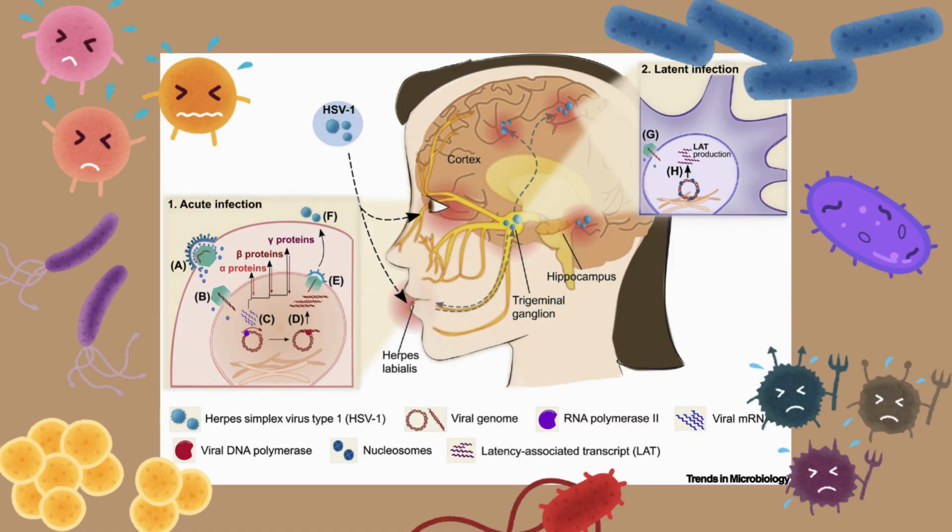HSV mainly infects epithelial cells that cover our body and organs, plus our nerve cells. After first infection, the virus can travel into sensory neurons and stay hidden inside ganglia. The viral DNA remains inside the nucleus in an inactive state, the latency.